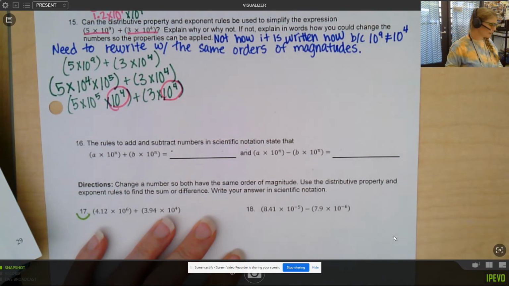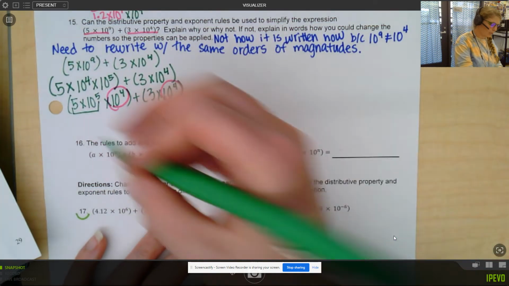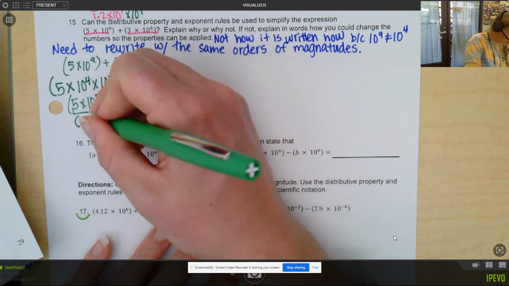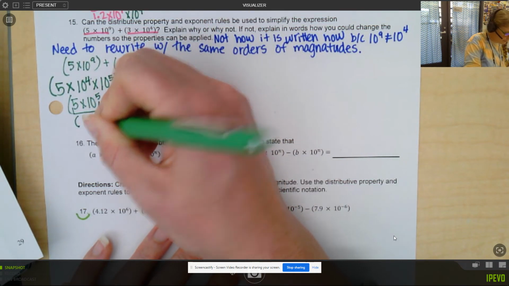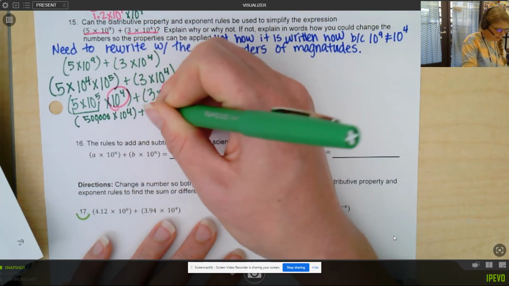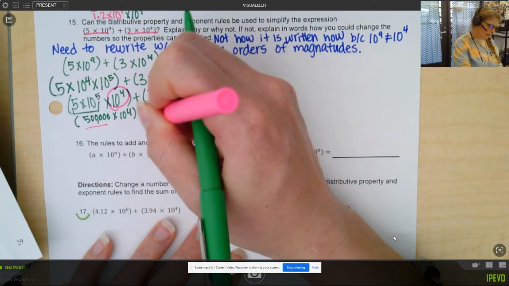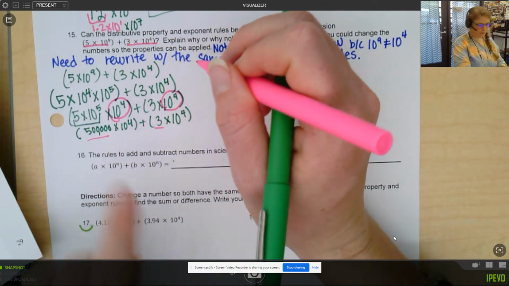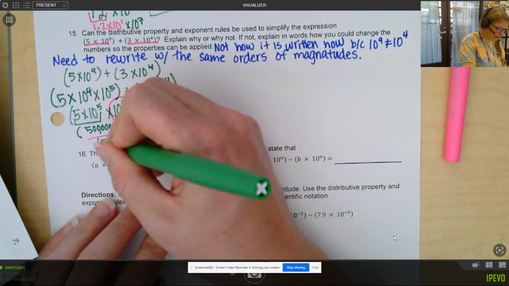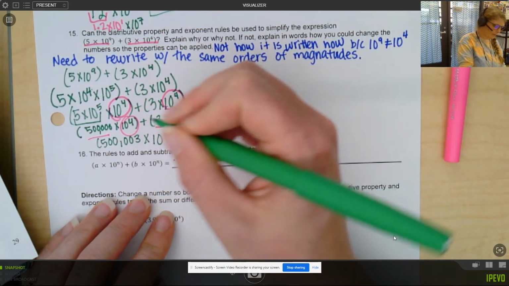Okay. Well, then from here, we still need to simplify 5 times 10 to the fifth. Well, 5 times 10 to the fifth is 5 with 5 zeros. 1, 2, 3, 4, 5. Or 500,000 times 10 to the fourth plus 3 times 10 to the fourth. Now we have significant figures. I know this isn't written in scientific notation. 10 to the fourth and 10 to the fourth. So we can have 500,003 times 10 to the fourth power.